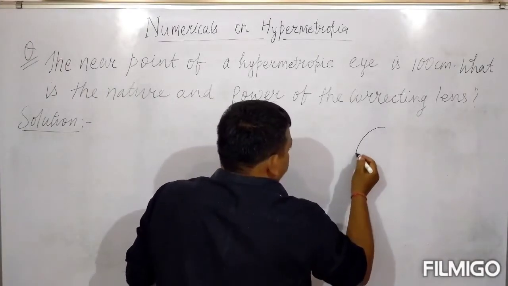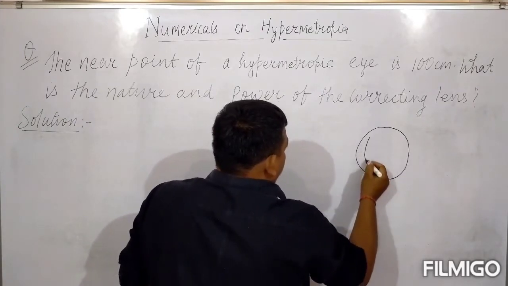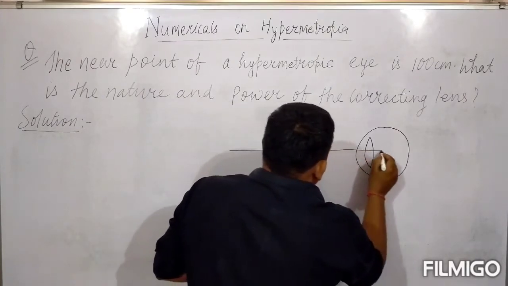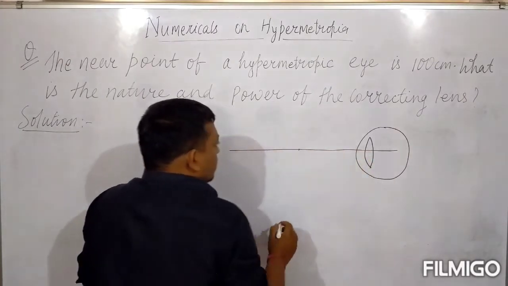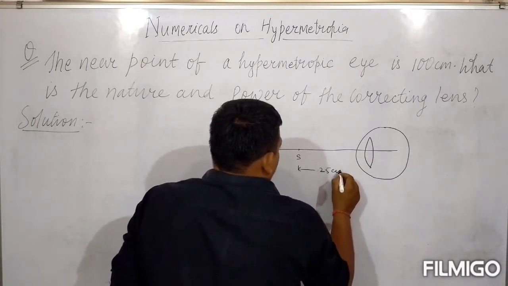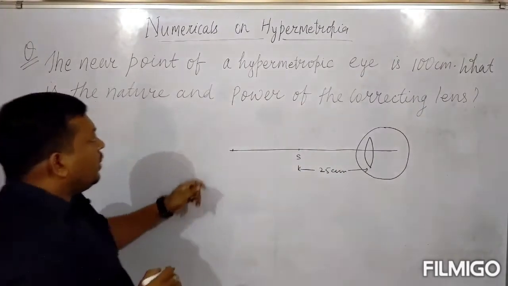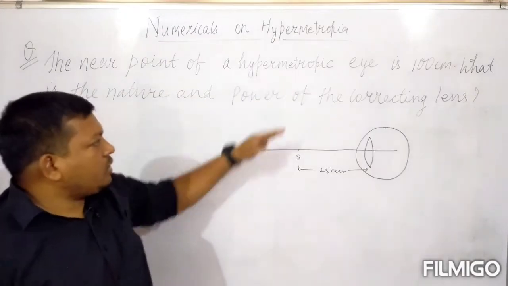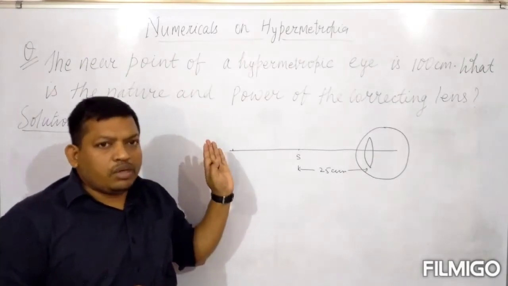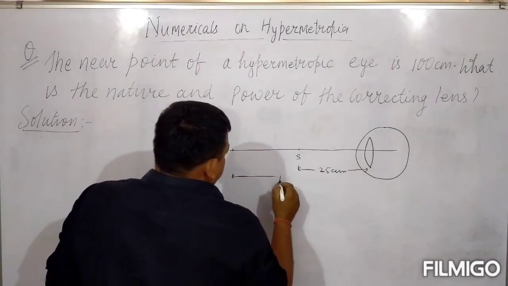This is the eye, nearly spherical, and we know that the near point of a healthy eye is 25 centimeter. Let this be S and it is 25 centimeter. I am not using sign convention here, but the near point is shifted. In hypermetropia, what is happening? In hypermetropia, the far away object is visible but the nearby object is not visible. So the near point is shifted and it is 100 centimeter.